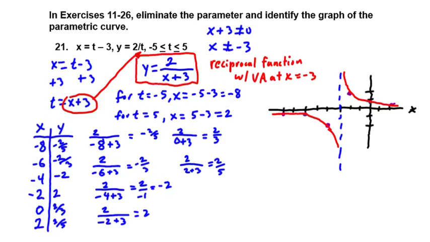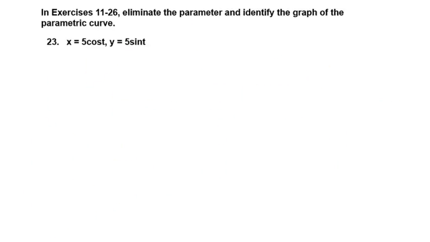Okay, next odd number problem, 23. We have parametric equations x equals 5 cosine t and y equals 5 sine t. And so according to how we've done things in the past, we can take this first piece, x equals 5 cosine t, and we can first divide by 5. We're solving for t at this point. So we have cosine t is equal to x over 5.